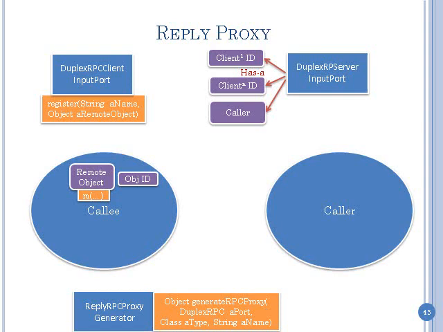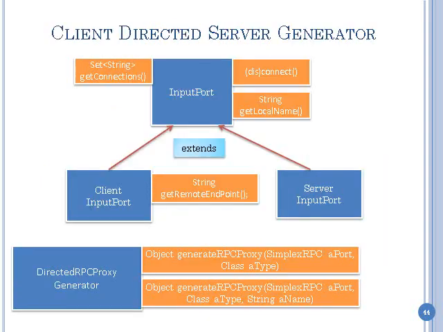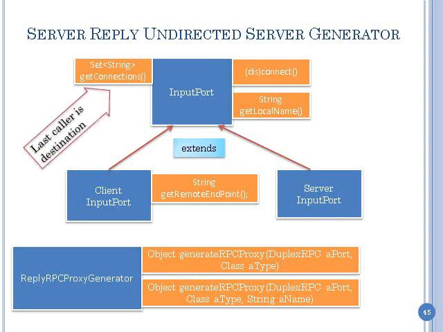And now here's my reply proxy generator. This is a different kind of proxy with a different invocation handler that says I don't need a remote end because I will use my input port. It has get connections and get remote endpoint, and in the case of directed, I always send it to the remote endpoint. In the case of reply, I send it to the last caller. Okay, which we saw. Then I just query the port to say who the last caller is and send the call.